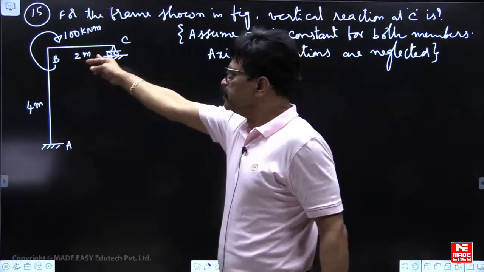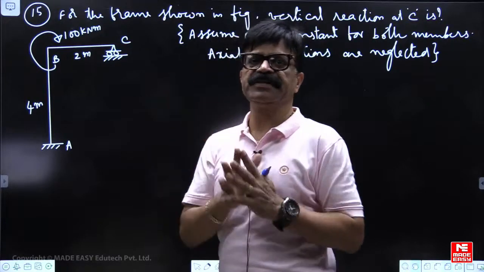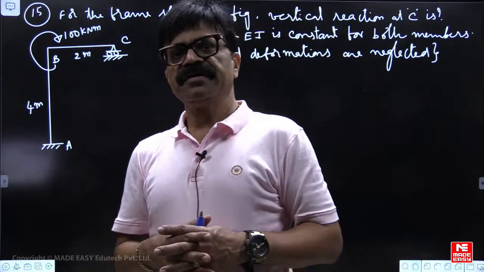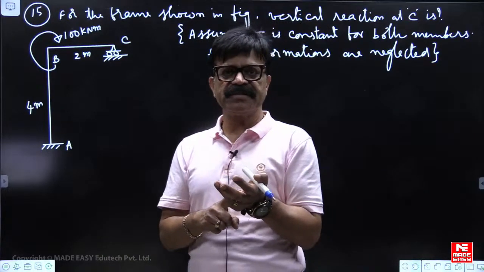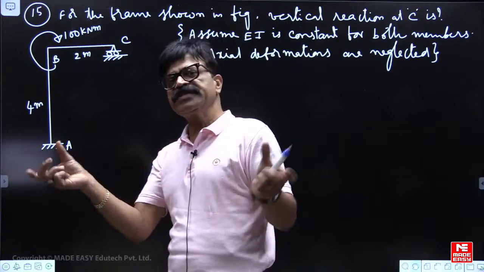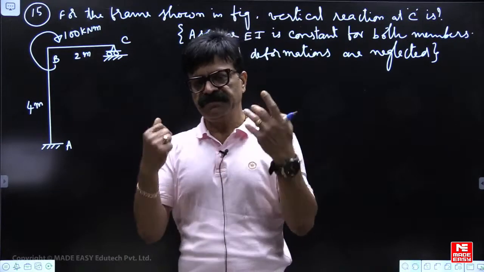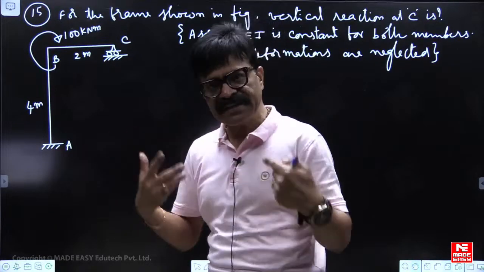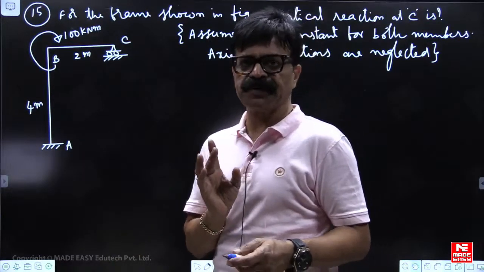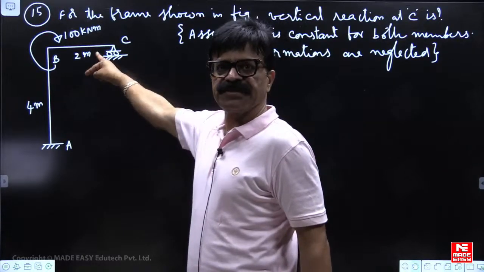Next, because of this moment, the frame will sway. So the moment distribution method also we should not use. If you want to use the moment distribution method, you have to do non-sway analysis and then sway analysis. 2 times you have to do the problem, which will take a lot of time. So once 2 methods are ruled out, the next method is the strength of materials approach. Compatibility condition: net deflection at C is 0.